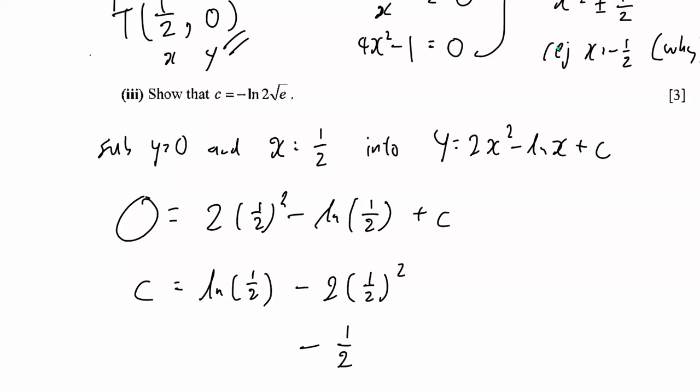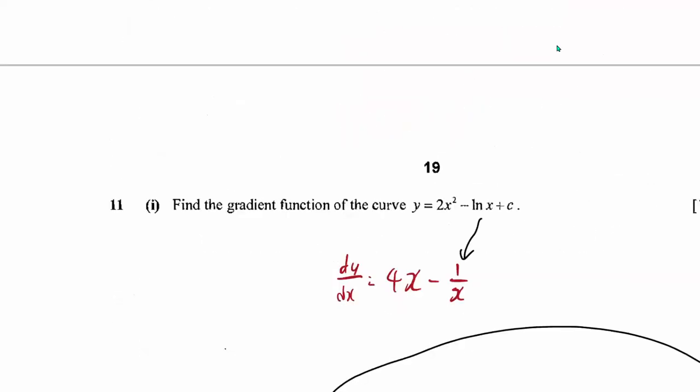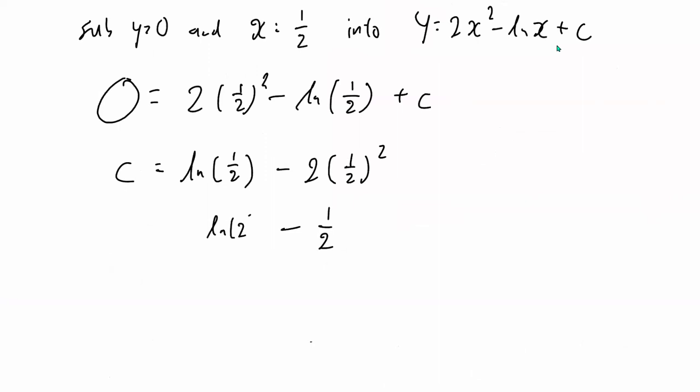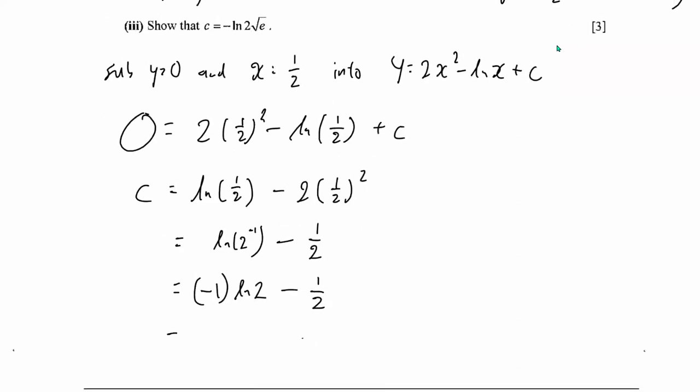Ln half, I can bring it up, so it becomes 2 power negative 1. Can you see what's going on? Then bring down the power negative 1 times ln 2 minus 1 half. So this is negative ln 2 minus 1 half.